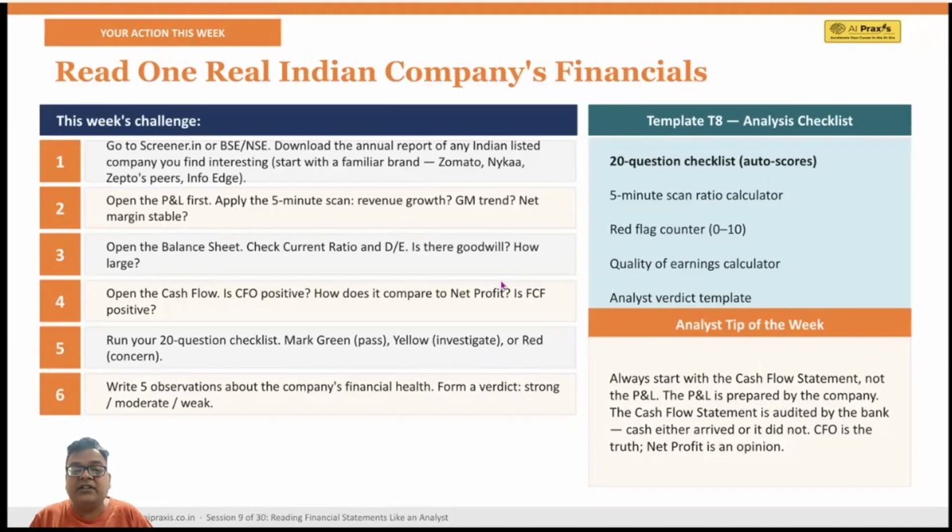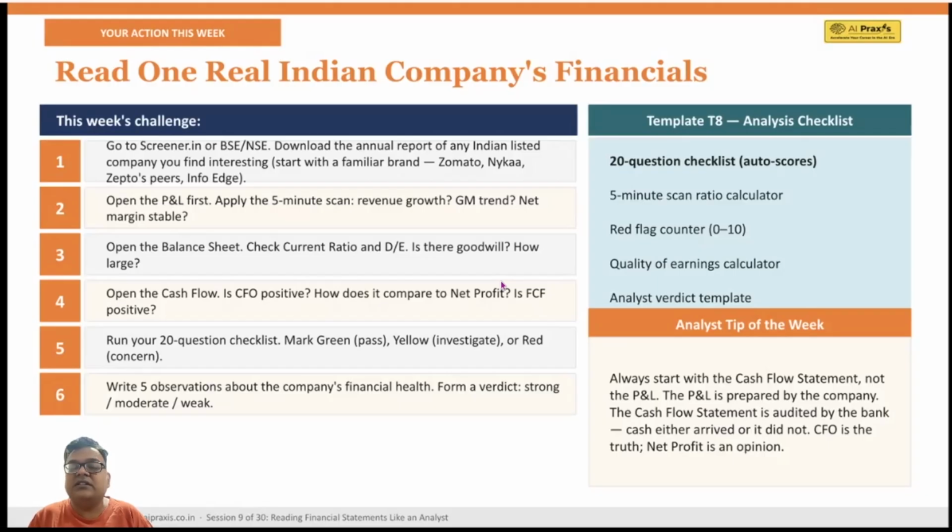Move to the balance sheet then. Check the current ratio. Check debt to equity. Look at goodwill. Is it significant? Step 4. Now go to the cash flow statement. Is operating cash flow positive? How does it compare with net profit? And most importantly, is free cash flow positive? Then run your full 20 question checklist.